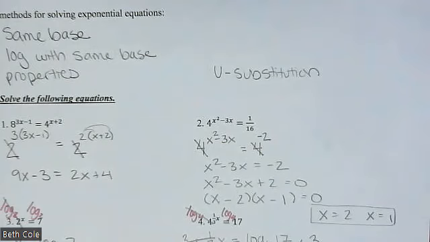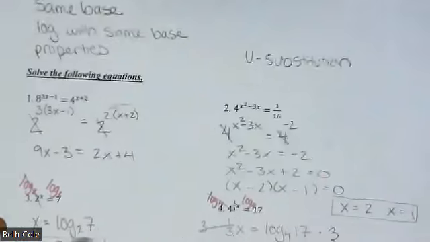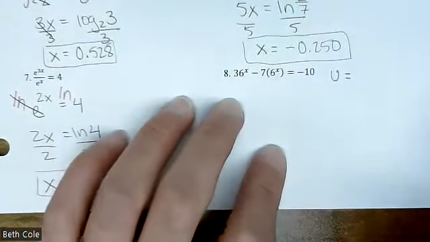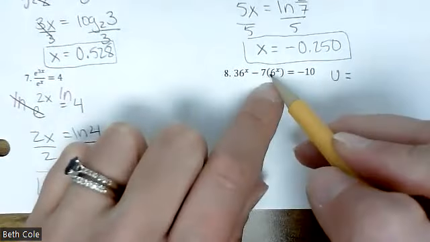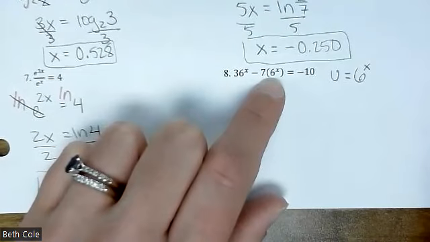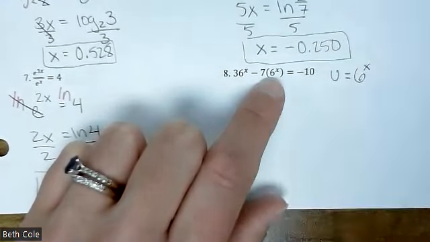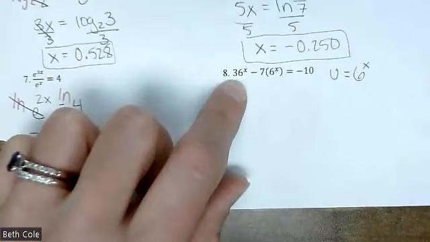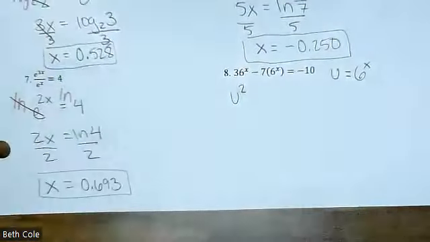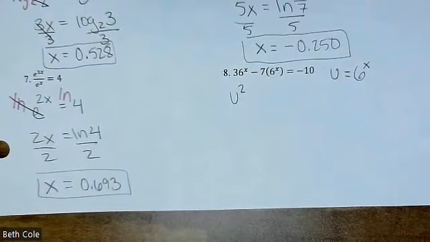You don't want to use E though. But it's called U substitution. The point of it is you take something that looks really complicated and you make it look a whole lot simpler. So for this one, we're going to let U equal the complicated part, which is the 6 to the x power. Do you see that in there? The 6 to the x power. Let U equal that. And then you substitute in. This first part will be U squared. Let that sink in for a second.